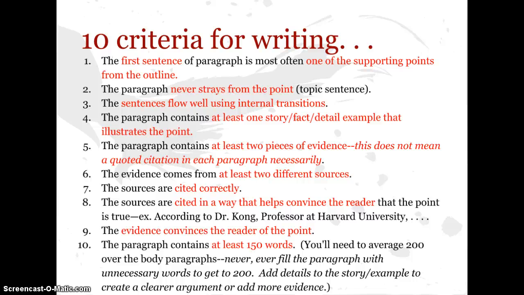The paragraph should contain at least two pieces of evidence. This does not necessarily mean a quoted citation in each paragraph. Maybe it's just paraphrased. That's okay, but if you use it from a source, then you need to cite it, even if it's just paraphrasing. The evidence comes from at least two different sources.